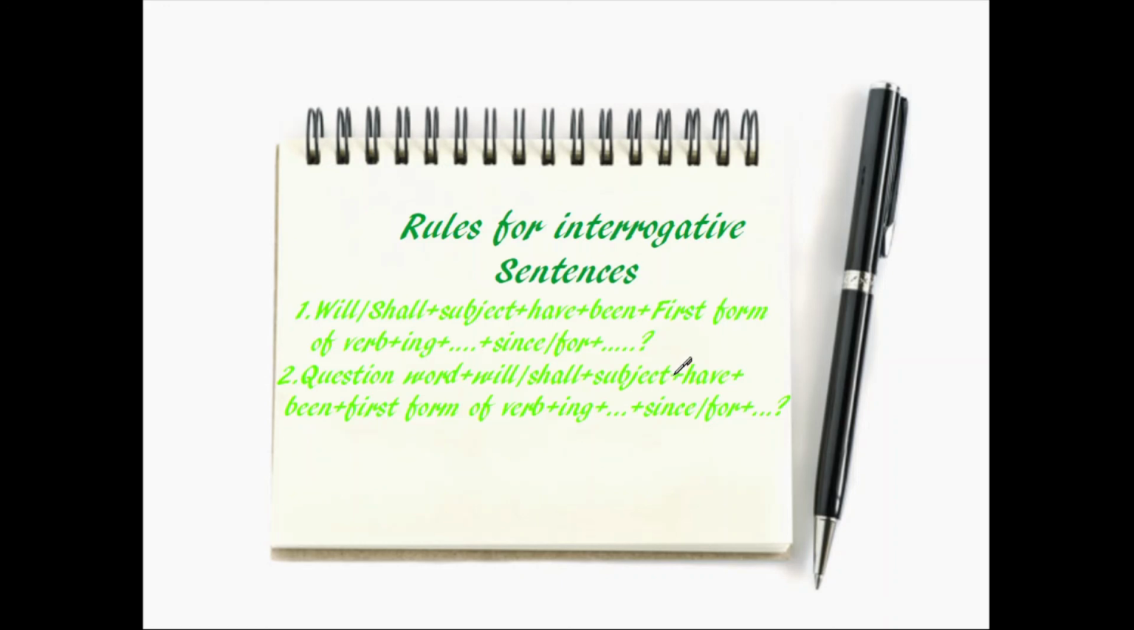Second one: question word plus will or shall plus subject plus have plus been plus first form of verb plus ing plus the rest and so forth plus the rest and the question mark. So, for example, why will you not have been going to school since 8 o'clock or since yesterday? So, why will you have not been. Go is the first form of verb and we are adding ing to it, going to school since yesterday and the question mark.